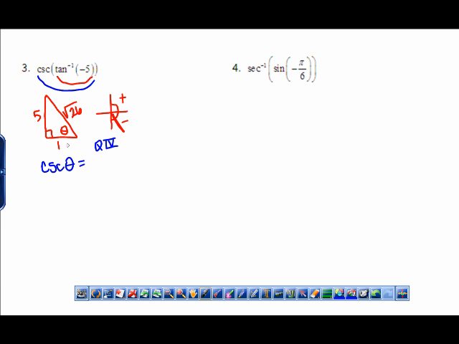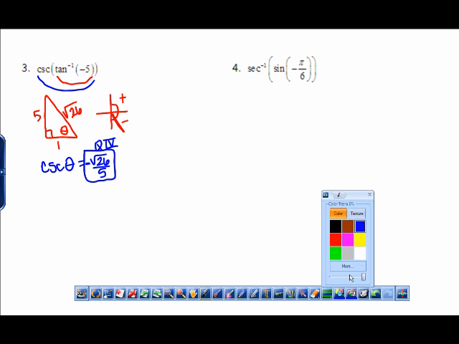Okay, cosecant is the reciprocal of sine. Sine would be 5 over root 26. So my answer is going to be root 26 over 5. And in quadrant 4, cosecant is negative. So I'll put a little negative there. And I don't even have to simplify any further on this problem.